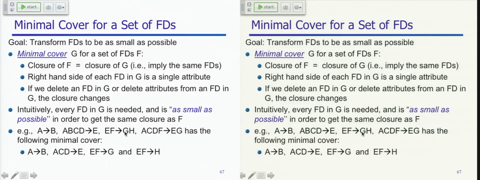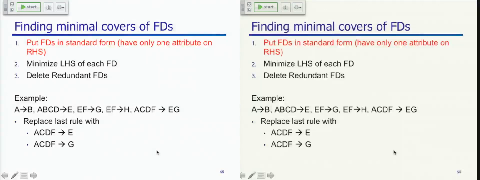So, as an example, let's go through an example. When you're finding minimal cover, there's going to be 3 golden rules that you need to go through. First rule says that you need to put all functional dependencies in standard form, so they would have one attribute on the right-hand side.